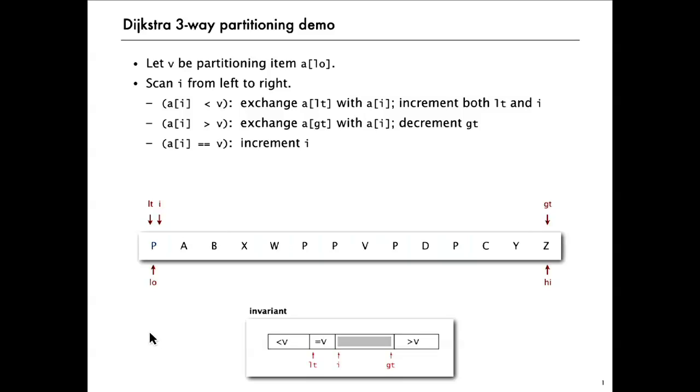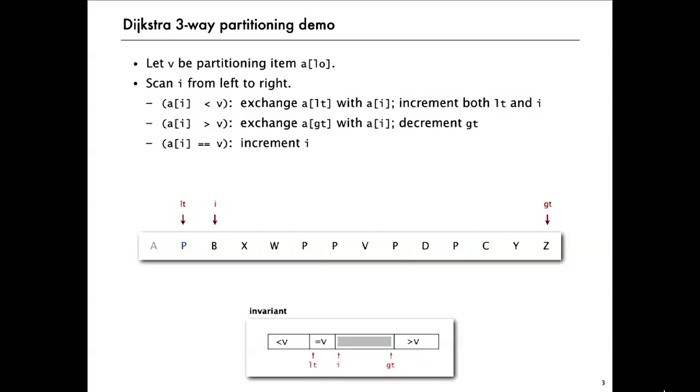So let's just do an example or two and see how that works. So we increment i and then figure out what to do. So now it's less than the partitioning element. So what we want to do is increment lt. So now we have one that's definitely less than the partitioning element, and lt is pointing at the partitioning element. And so now increment both lt and i. So that's the first case there. So now we have a second item, B.